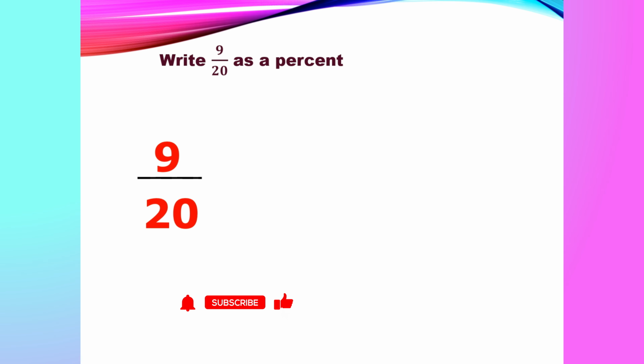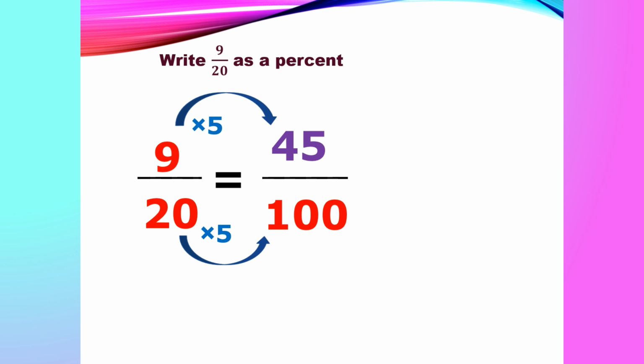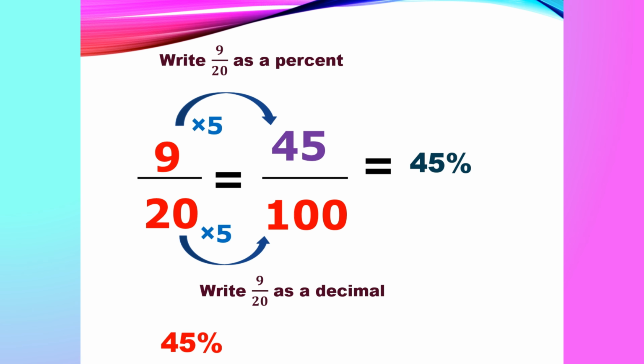So 9 out of 20, we need to make the denominator a 100. So think of what you can multiply 20 with to get 100. 20 times 5 gives us 100. Whatever you do to the denominator, you need to do to the numerator. Because I multiplied 20 by 5, I should multiply 9 by 5. 9 times 5 gives us 45. So 45 out of 100 written as a percent is 45%. And written as a decimal, it's 0.45.